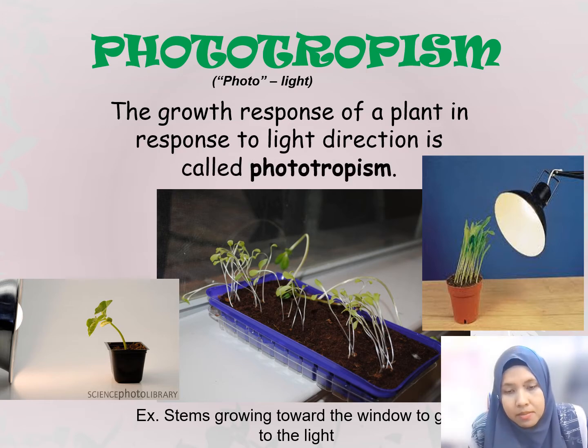The other tropism that we can see here is called phototropism. Photo means light. So phototropism is the growth response of a plant in response to light direction. When the plants move towards the light, we call it positive phototropism. In this case, we can see all the plants here moving towards the light. So they are having positive phototropism.